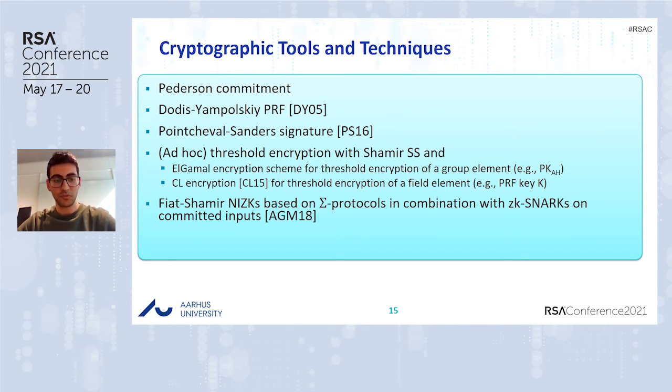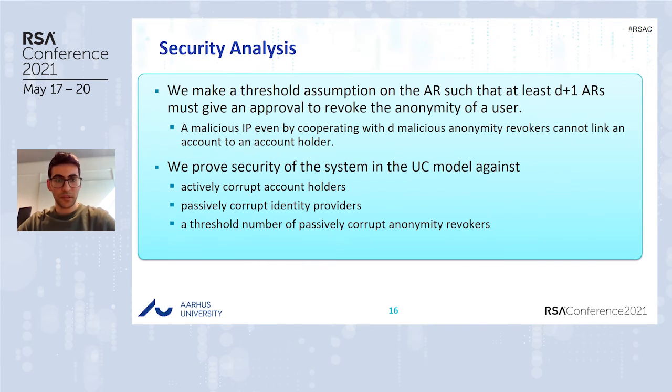For the NISIC proof also, we use a Fiat-Shamir NISIC based on Sigma protocols in combination with zk-SNARKs on committed inputs. For the security analysis, as I said before, we make a threshold assumption on the anonymity revokers, such that even a malicious identity provider cooperating with the malicious anonymity revokers cannot connect an account to an account holder. And also for the security, we prove the security in the UC model against actively corrupt account holders, passively corrupt identity providers, and a threshold number of passively corrupt anonymity revokers.